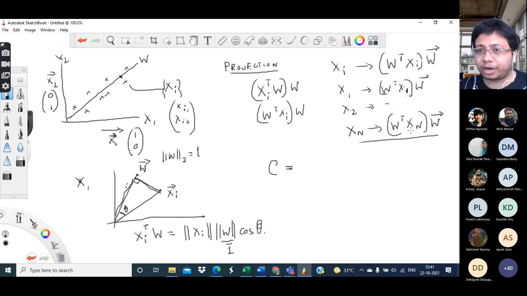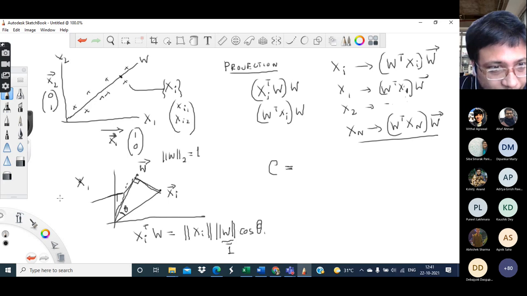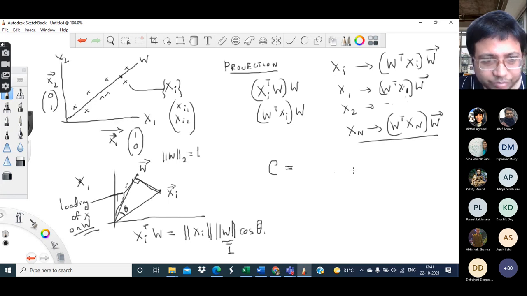And since they are dot products, all of these are basically scalars. Sometimes I may call this the loading of X on W. So basically, I have got all these kinds of loadings. Now what I want to do is choose a W for which the variance of these loadings is going to be as high as possible. So first, let me write the expression for these loadings.